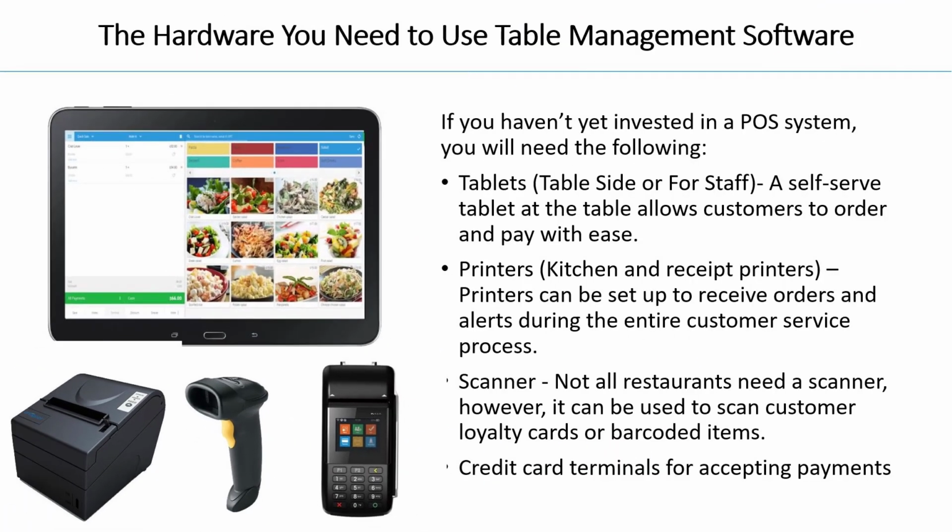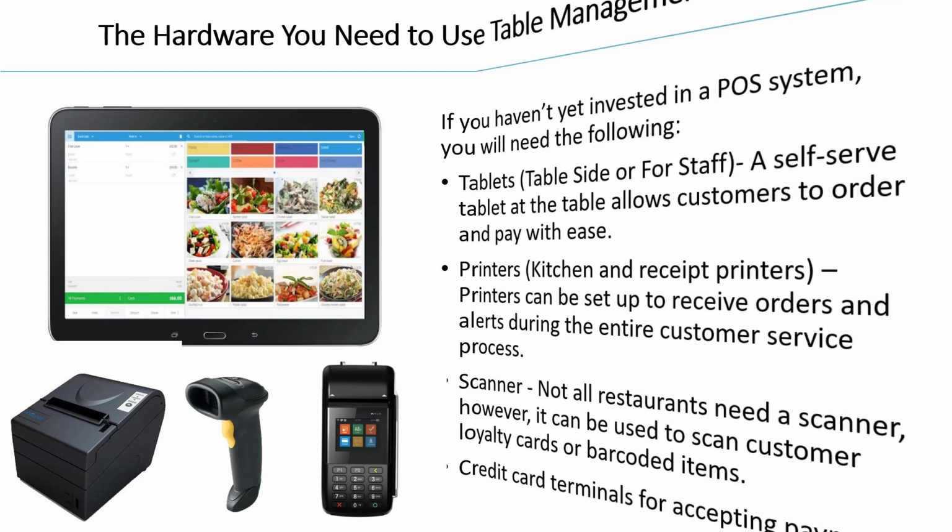The hardware you need to use table management software? If you haven't yet invested in a POS system, you will need the following: tablets, tableside or for staff. A self-serve tablet at the table allows customers to order and pay with ease. Printers, kitchen and receipt printers. Printers can be set up to receive orders and alerts during the entire customer service process. Scanner. Not all restaurants need a scanner, however, it can be used to scan customer loyalty cards or barcoded items. Credit card terminals for accepting payments.